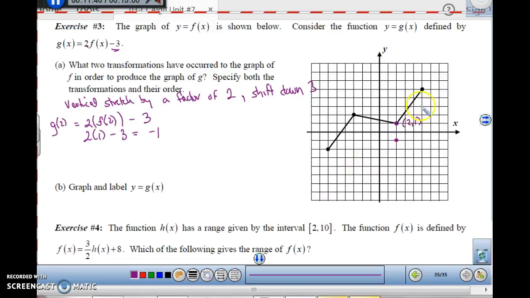All right, let's try another one. This point right here is at 5, 5. So g of 5 is going to be 2 times f of 5 minus 3. f of 5 is 5, so 2 times 5 is 10, minus 3 is 7. So the point 5, 7 is going to be right there. Okay, so see if you can figure out the other 2 points, and we'll draw the rest of this in class next day.